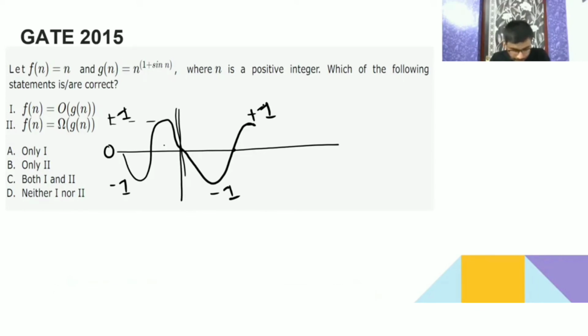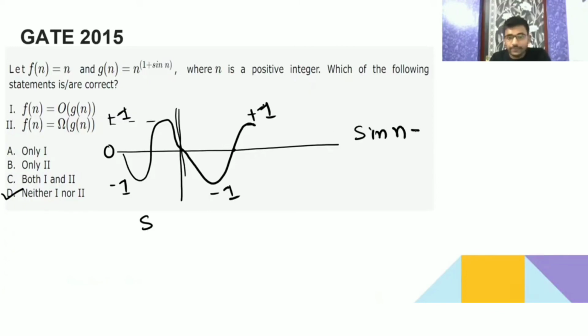Yes, that is correct. Amina is giving the correct answer. D is the correct one: neither 1 nor 2. Very good, Amina. Now see, the sine value is going to vary from minus 1 to 1. Yeah, correct, Nisu.